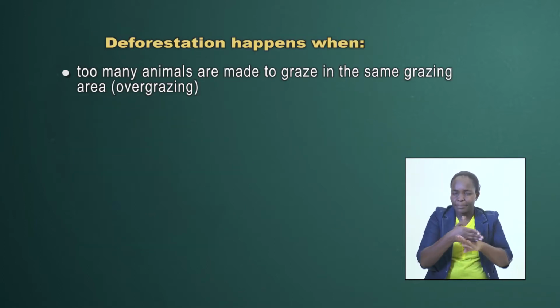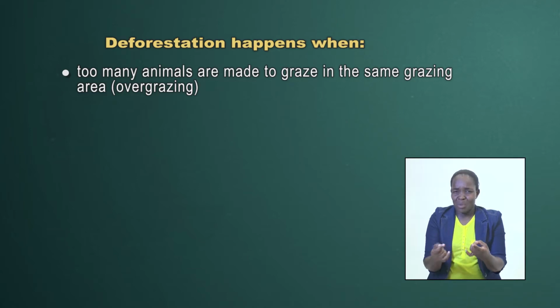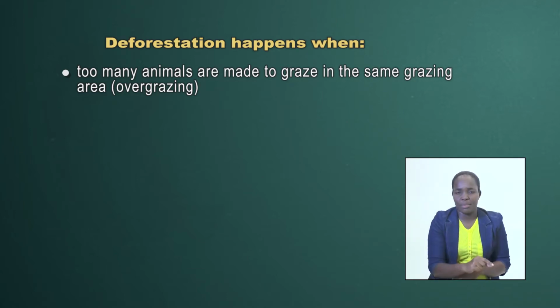Sometimes farmers also keep too many animals in one grazing area, which then leads to overgrazing. The animals graze all vegetation off the land, and new plants cannot grow there again.